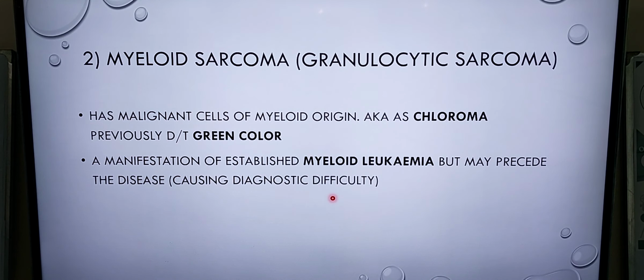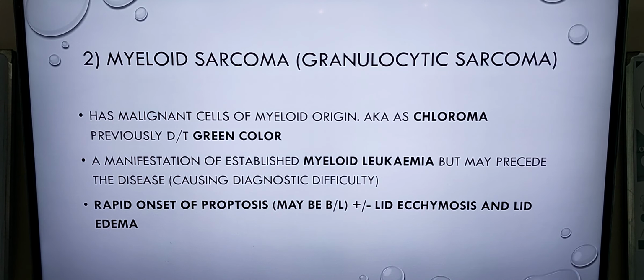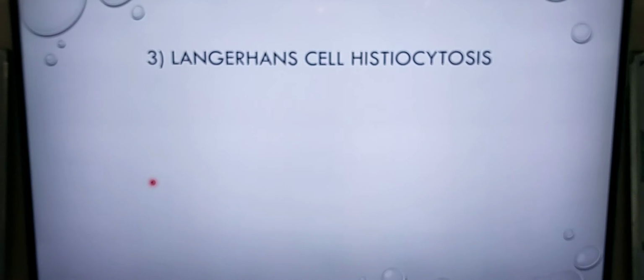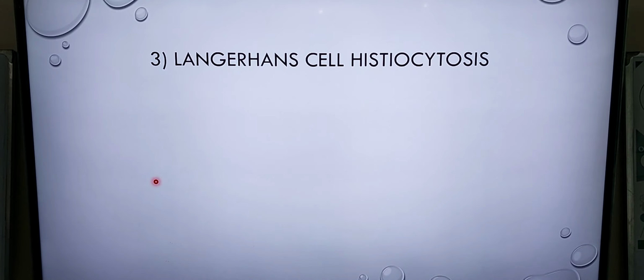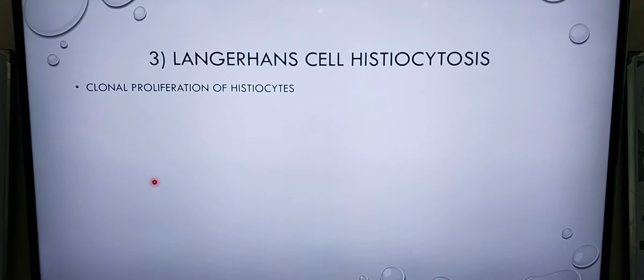And if it precedes the systemic disease, यानी अगर orbital features पहले आ गए हैं, तो diagnosis मुश्किल हो जाता है overall कि patient को myeloid leukemia है कि नहीं. There is rapid onset of proptosis, which may be bilateral, with or without lid ecchymosis and lid edema. The third childhood tumor is Langerhans cell histiocytosis.